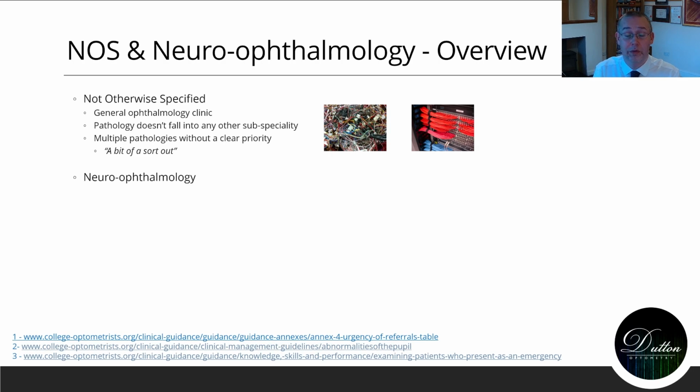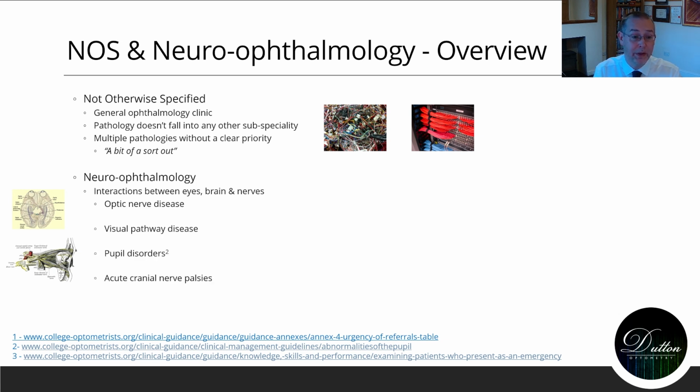Moving on to neuro ophthalmology. So neuro ophthalmology is all about the interaction between the eyes, the brain and the nerves. And you'll often find, if you look at your GOS 18, that there isn't a dedicated tick box for neuro ophthalmology. And in a lot of trusts, neuro ophthalmology falls under Not Otherwise Specified. So we're looking generally at optic nerve disease, visual pathway disease, pupil disorders and acute cranial nerve palsies.